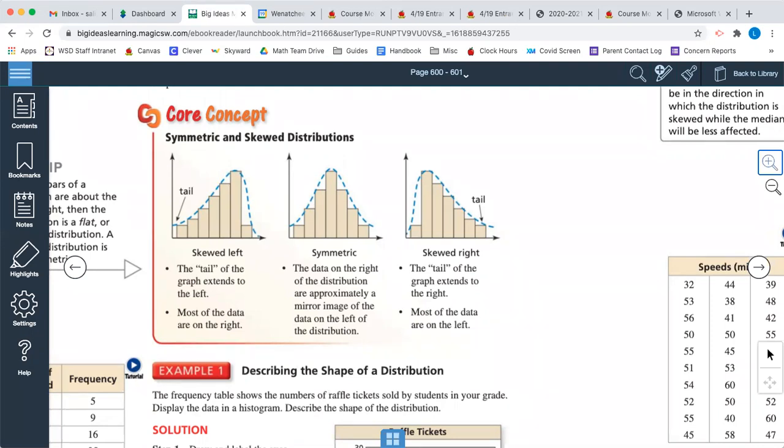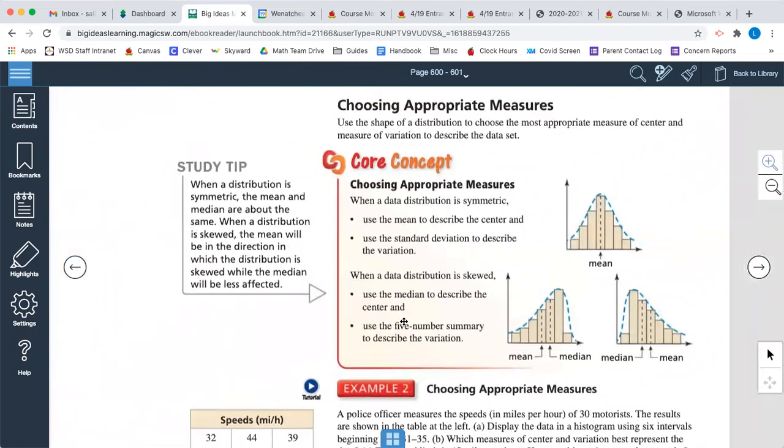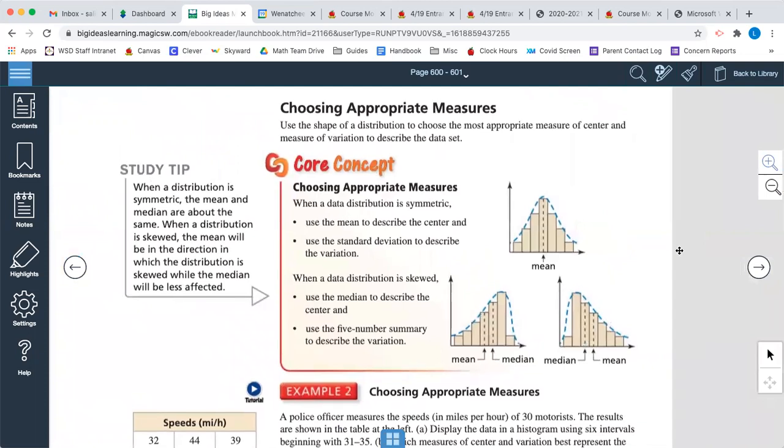All right, so the next thing we're going to take a quick look at are measures of center, which we've already talked about a little bit, choosing the appropriate measures of center. When a data distribution is symmetric, you generally want to use the mean and the standard deviation. The mean is our measure of center, the standard deviation is our measure of spread. The one thing about a symmetric data distribution is that the mean and the median are usually the same or very close to being the same.